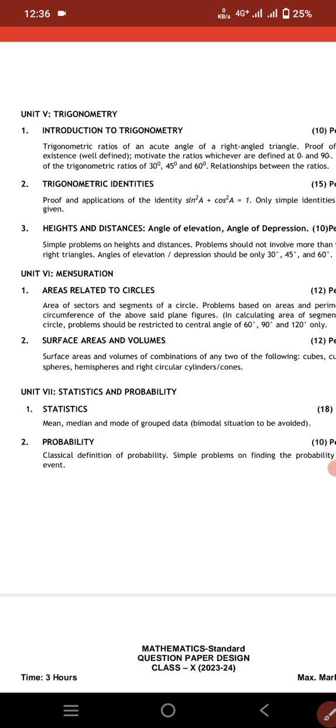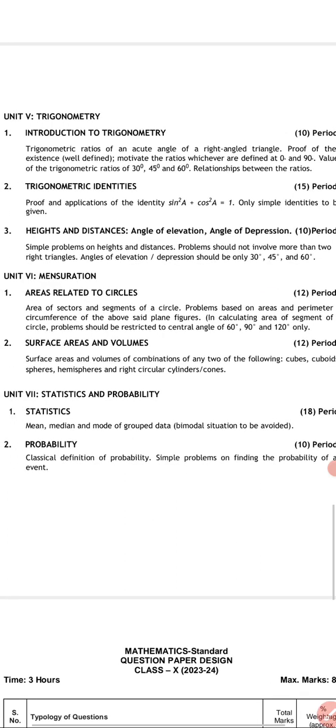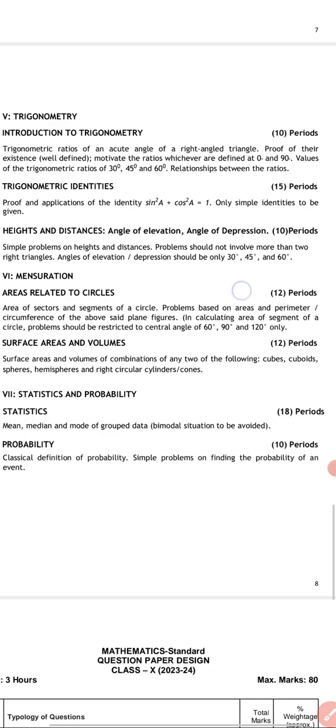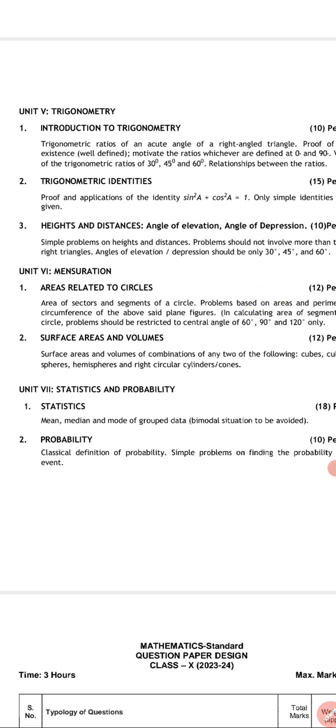Then third, heights and distances, angle of elevation, angle of depression. Simple problems on heights and distances. Problems should not involve more than two right triangles. Angles of elevation or depression should be only 30 degree, 45 degree and 60 degree.